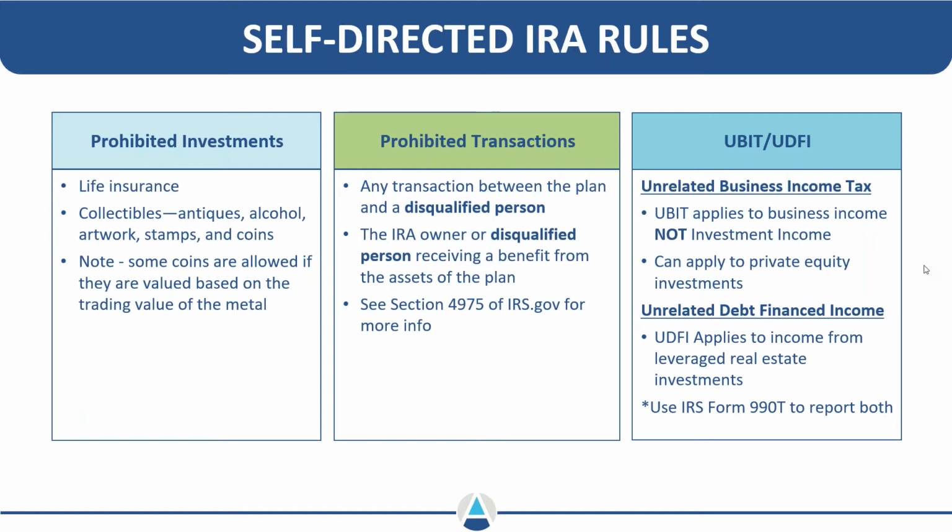If you want a more detailed analysis of this, Internal Revenue Code 4975, you go to irs.gov, search it in that box, and it'll pop up. It's not the easiest thing to get through, but it lays it out pretty clearly.